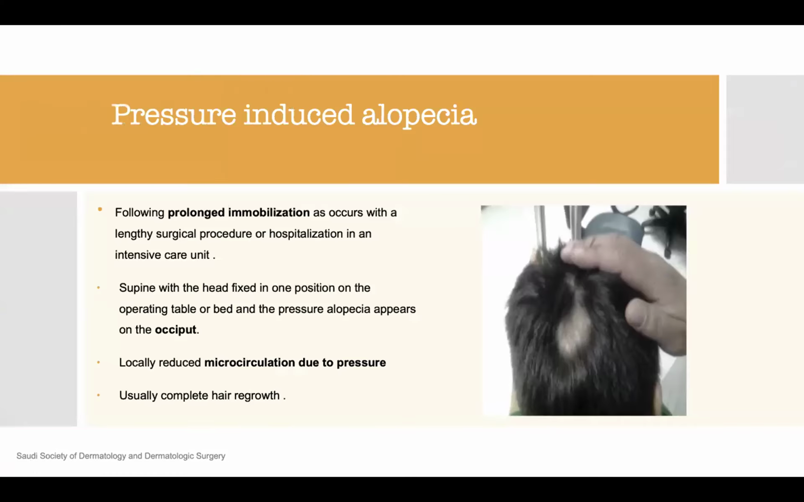Pressure-induced alopecia occurs following prolonged immobilization, especially in those patients after a surgical procedure or admitted to the ICU in a supine position with the head fixed in one position. It usually occurs in the occiput. It's reversible and associated with complete hair regrowth.